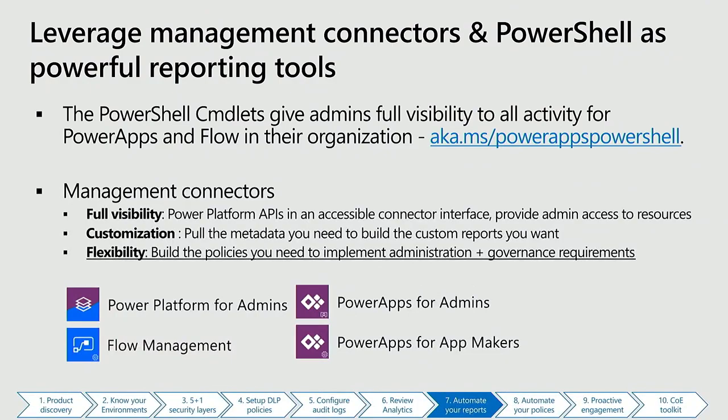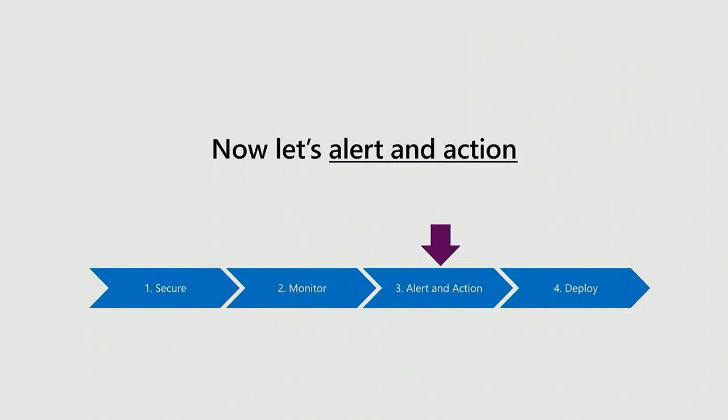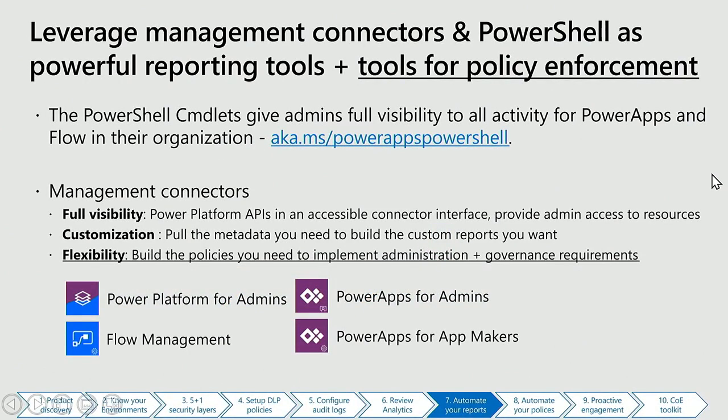And as I said, there's a lot going on in this whole discussion because I think we have a pretty good end-to-end answer here. So we talked about monitoring. How am I going to monitor what's happening within the environment? Let's talk a little bit about alerting and actions. How do I find out when something happened? So again, those admin connectors that I just talked about, they're not just there from a reporting perspective, but they're also there to be able to enforce policies.